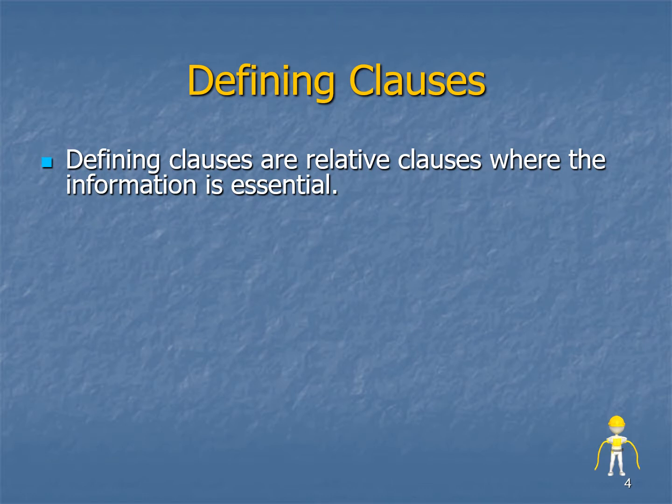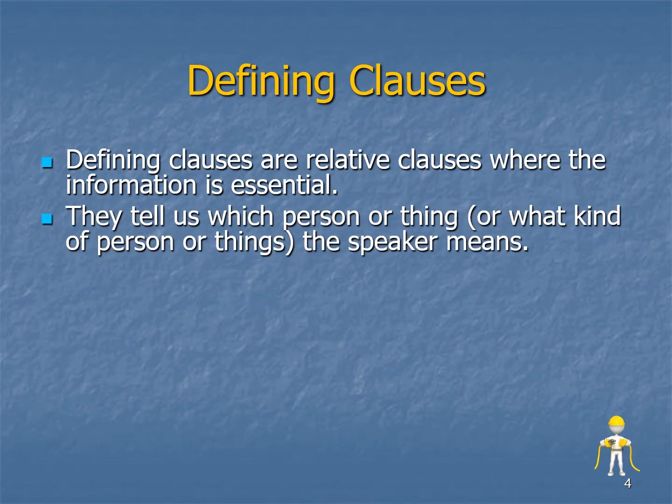So defining clauses are relative clauses where the information is essential. We can say it is really important to make the whole sentence meaningful, the needed information. They tell us which person or thing, or what kind of person or thing, the speaker means. It will tell us more about which particular thing or person the speaker refers to, right?